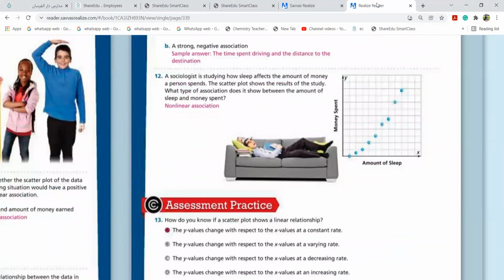A sociologist is studying how sleep affects the amount of money a person spends. The scatter plot, oh my God. The relation is very weird because it shows amount of sleep with the money spent. And if you spend a lot of money, you don't sleep. I don't know what the relation is here. Is it a straight line, Taleen? It's a non-linear association. If it is a straight line, you call it a linear association.